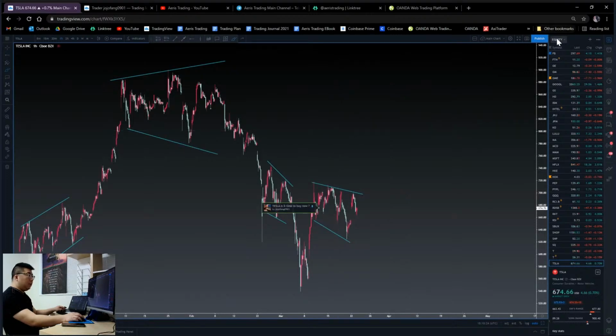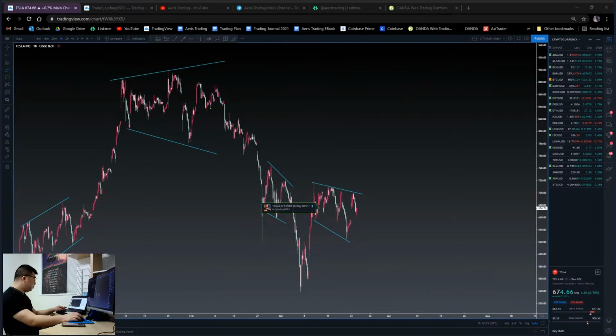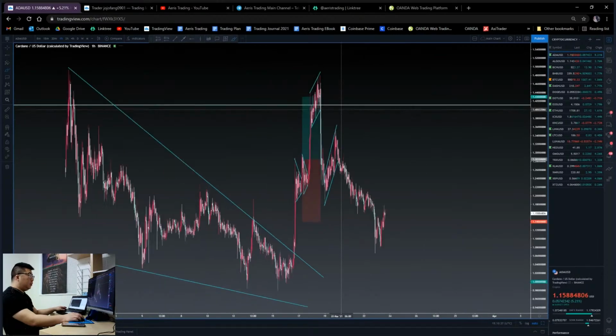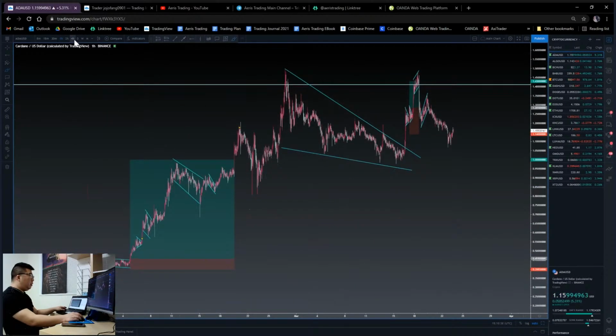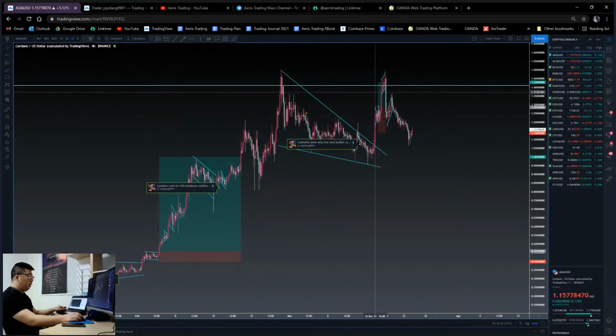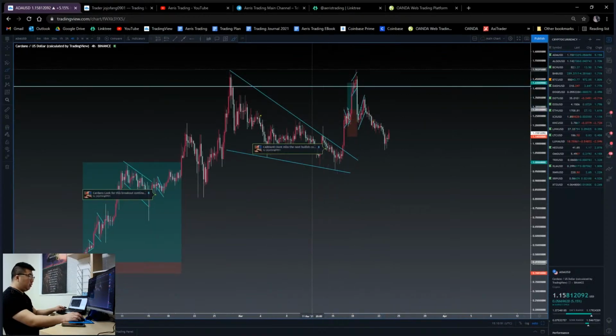All right, so let's move on to crypto. Let's talk about Cardano first, because is Cardano ready for the next buy yet? I know I got a lot of messages from you guys asking me about Cardano, but I'm not really seeing it after this bullish breakout did not continue.